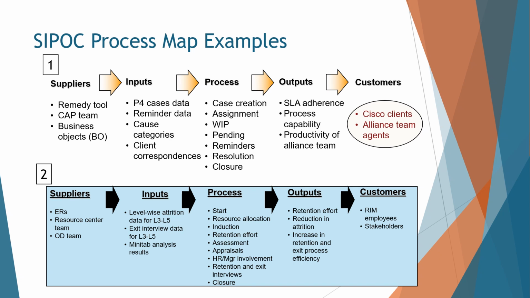Who are the customers, also known as the recipients of the outputs? RIM employees and stakeholders. Having a SIPOC process map as part of your Lean Six Sigma project helps stakeholders, both internal and external, have a thorough and comprehensive understanding of what goes into a process and achieving your customers' requirements.